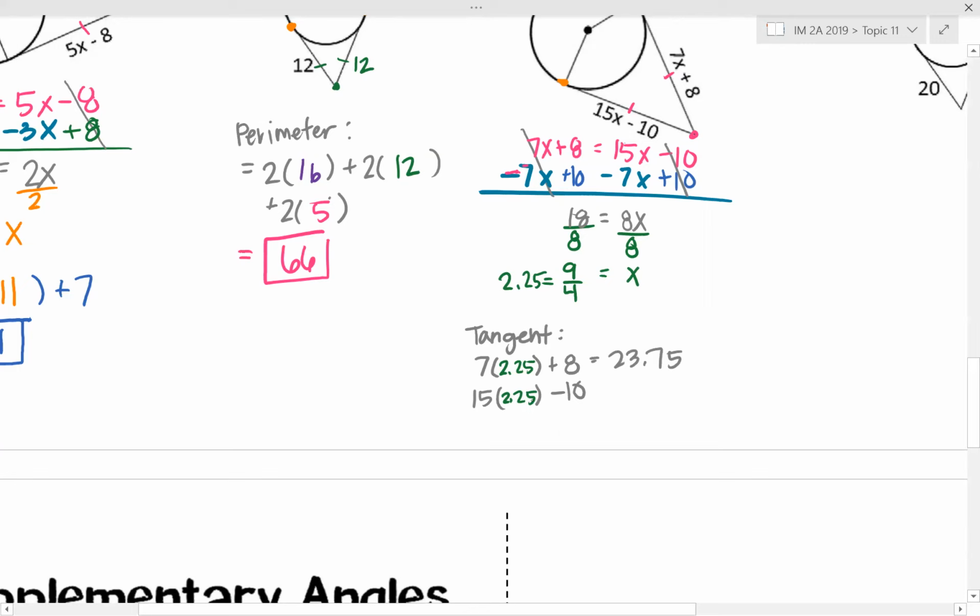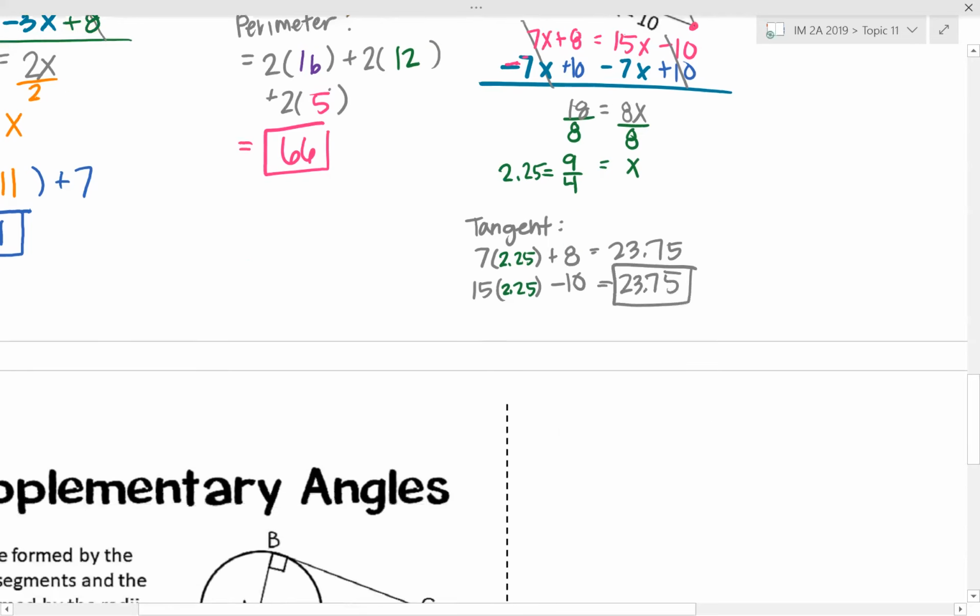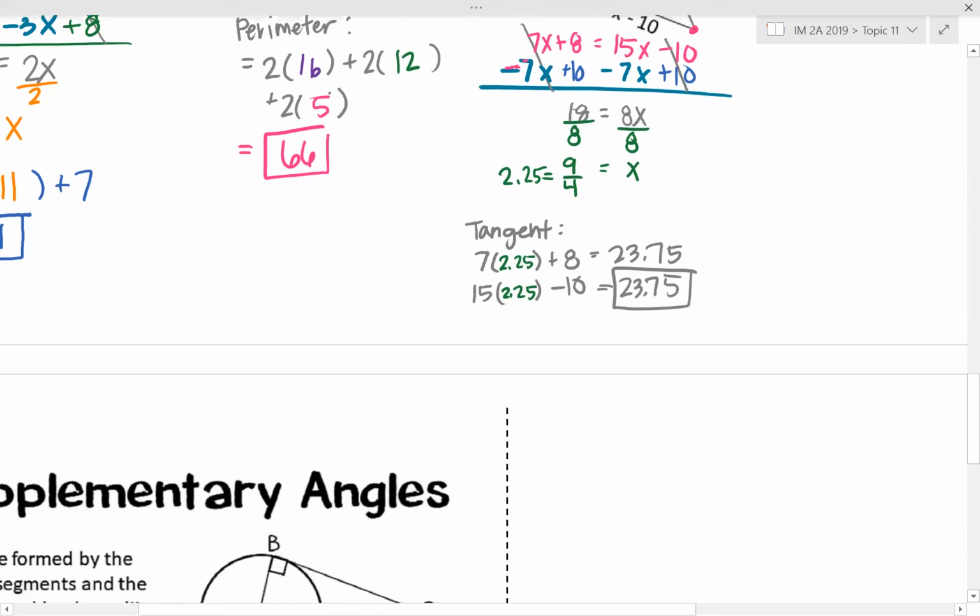So 15 times 2.25 minus 10 also gives me 23.75. So I know that that is the answer for the length of the tangent. Again, it's a good idea to check it into both just because you know they're supposed to be equal to ensure that you solved it appropriately.